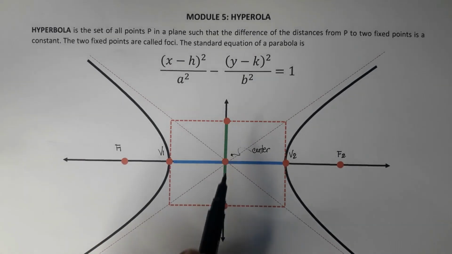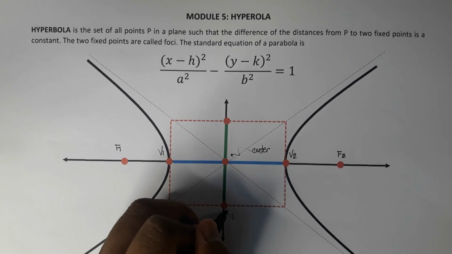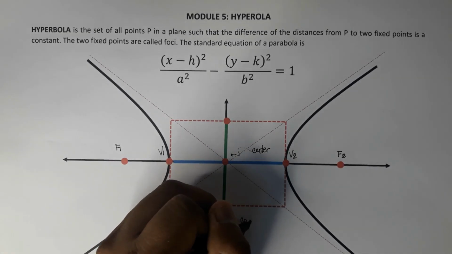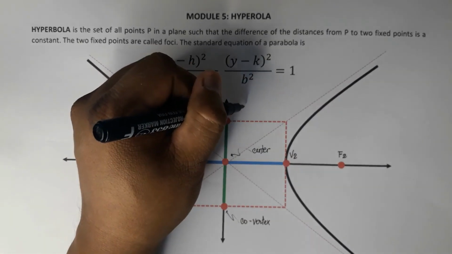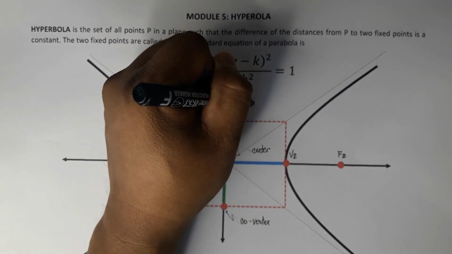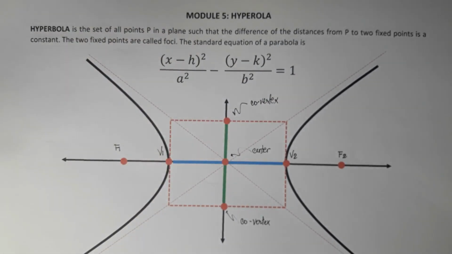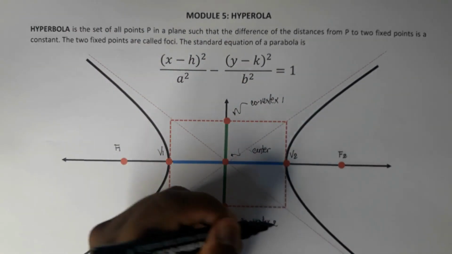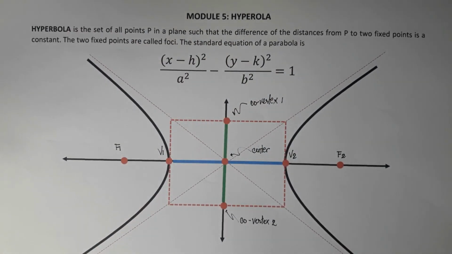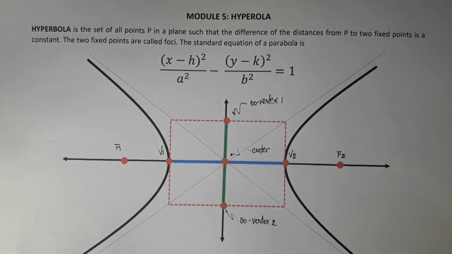Two more red dots. These are what we call the co-vertices. This is a co-vertex, and this is also a co-vertex. Let's label them 1 and 2. Alright, so those are the important points here in our hyperbola.